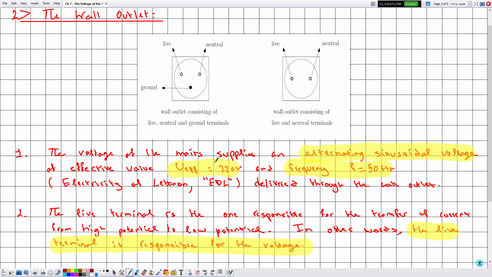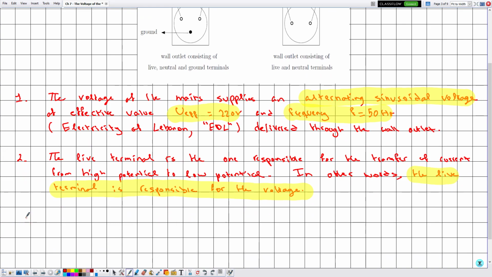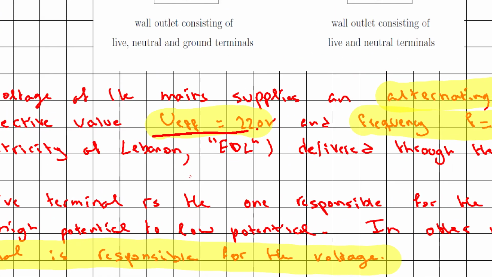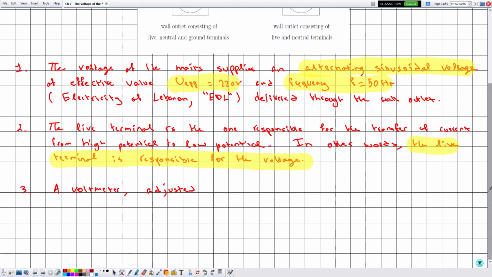Okay, and previously I have said that the effective voltage is given by 220 volts. Suppose we want to make sure that the voltage supplied from the mains is 220 volts. So how can one measure this voltage? Simply, this is done by using a voltmeter. Using a voltmeter, one can measure the voltage across the outlet and make sure that it's given by 220 volts. But first, the voltmeter must be adjusted to the AC mode.